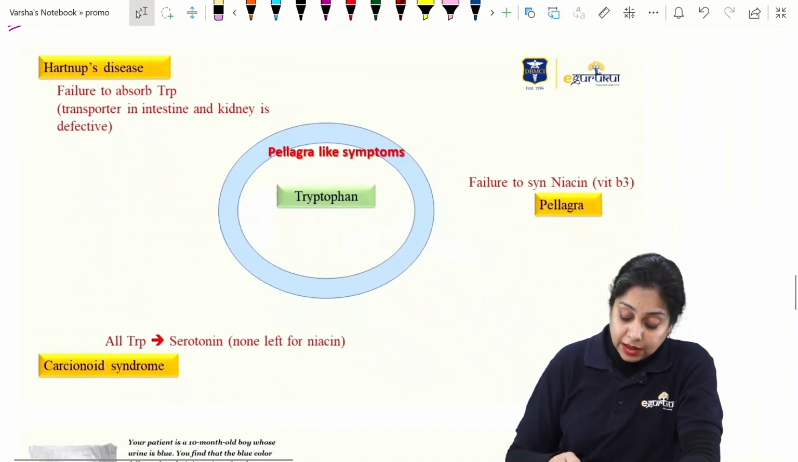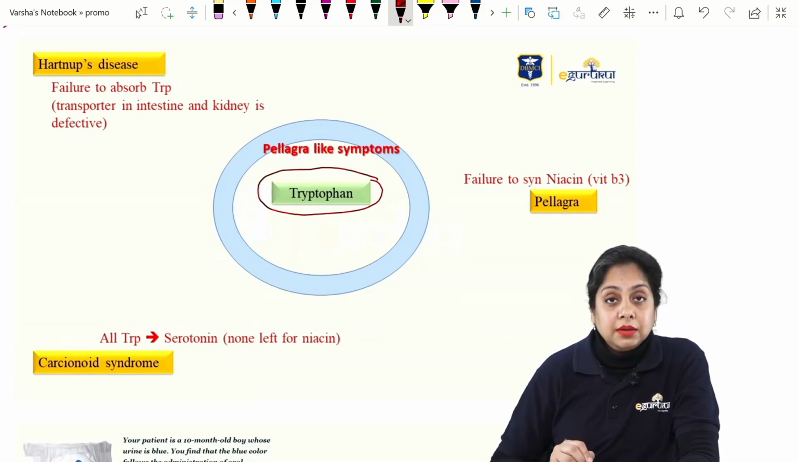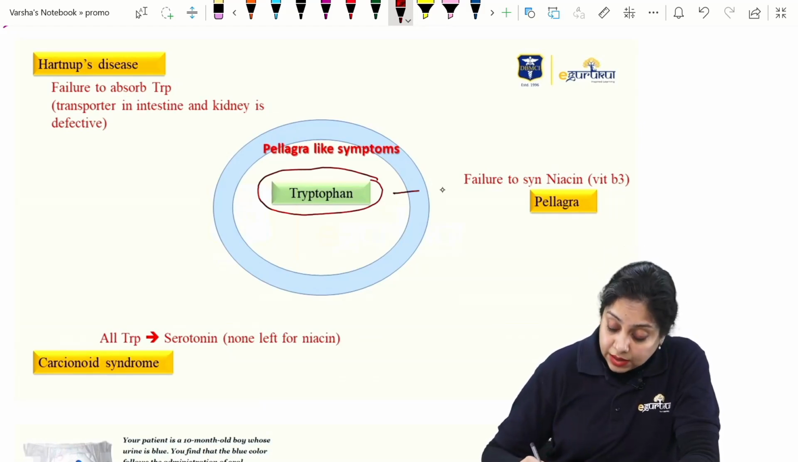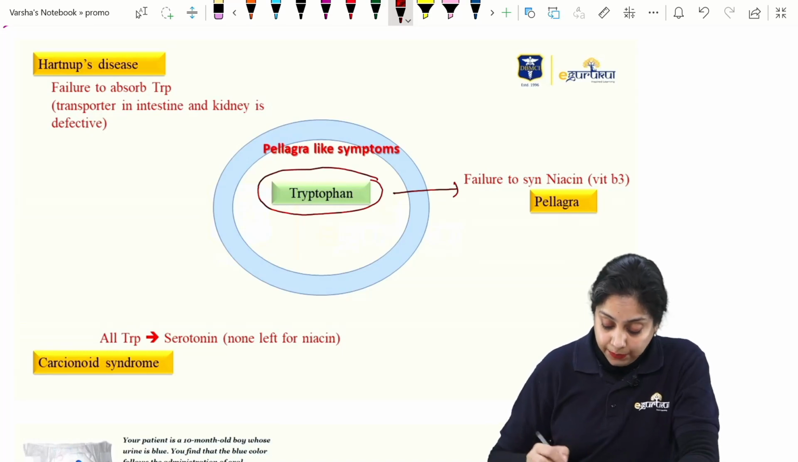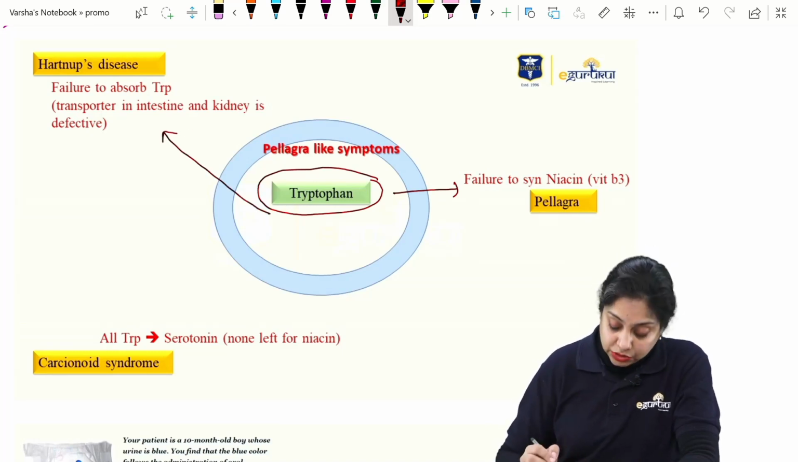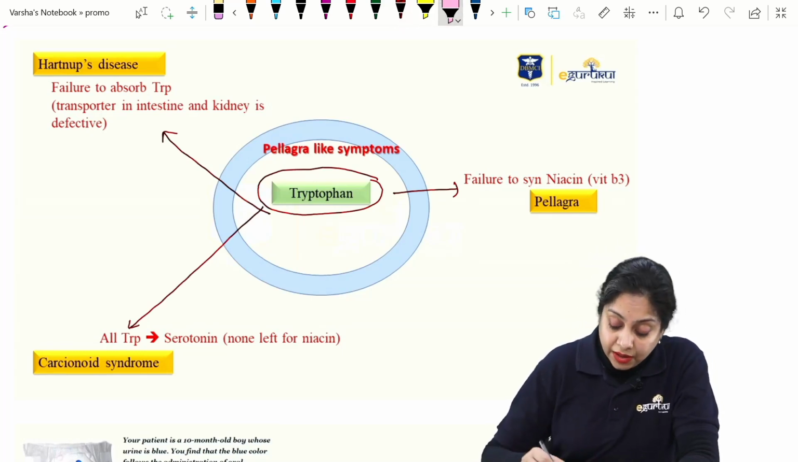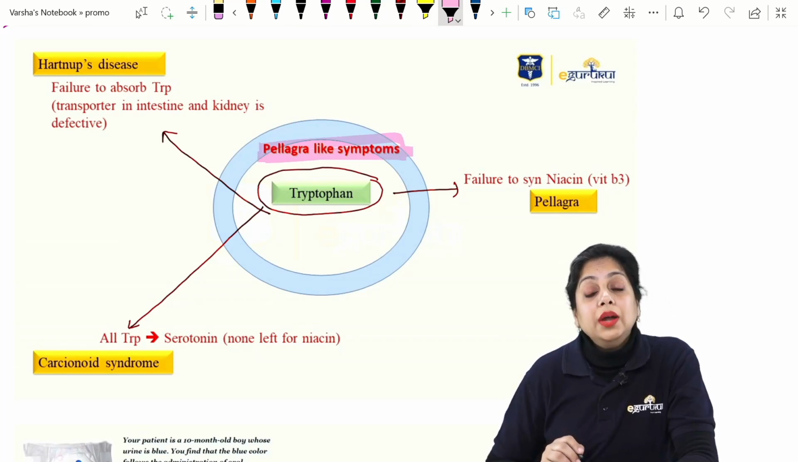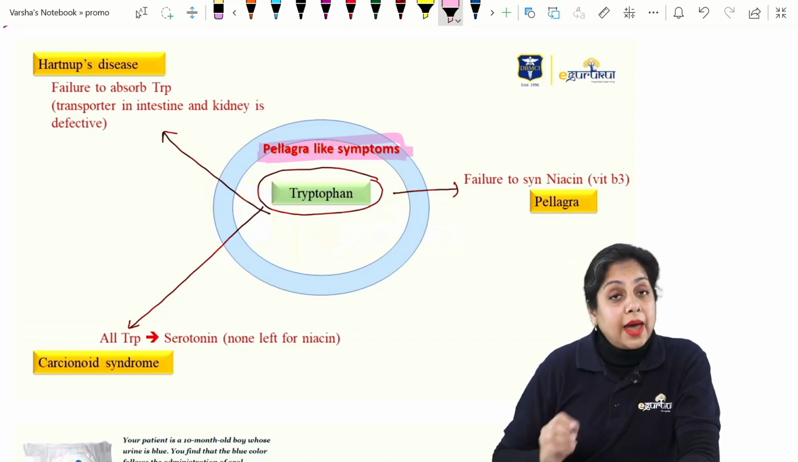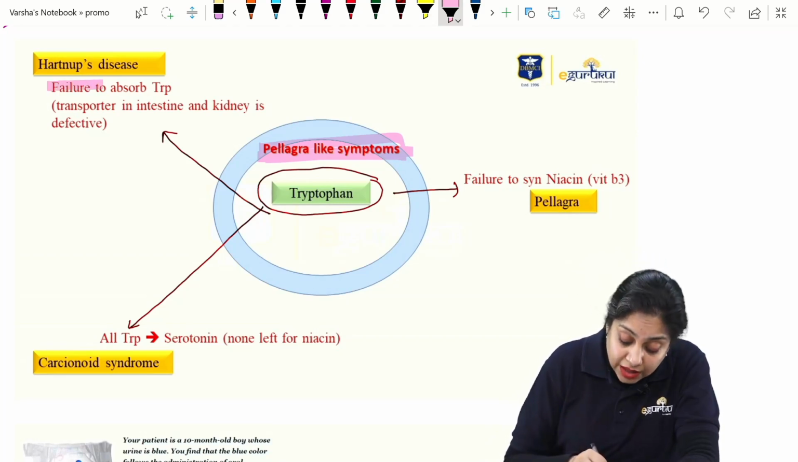Now another thing here, look from the middle. In relation to the tryptophan, there are three things we have studied. One is the vitamin deficiency, that is vitamin B3 or the niacin deficiency, then Hartnup's disorder, and carcinoid syndrome. In all these things we will find the patient having pellagra-like symptoms, but you have to look why that is happening. So you have to look for the clues to pick the correct answer, because in haste we pick the wrong answer. So carefully read it. Hartnup syndrome is failure to absorb the tryptophan.